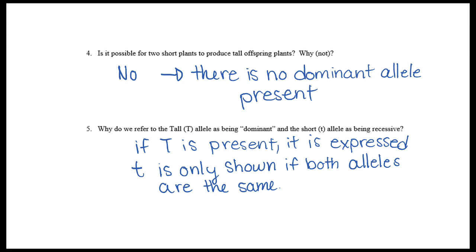Question 5, why do we refer to the tall, capital T, allele as being dominant and the short allele, little t, as being recessive? So if big T is present, it is expressed, and if little t is present, it will only show if both alleles are the recessive little t allele. So the dominant allele dominates over the other one, so the short allele is only present if both alleles are short.